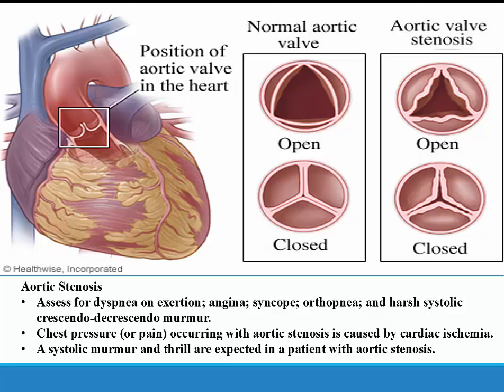Aortic stenosis. Assess for dyspnea on exertion, angina, syncope, orthopnea, and harsh systolic crescendo-decrescendo murmur. You can also see chest pain occurring with aortic stenosis that is caused by cardiac ischemia. Also, a systolic murmur and thrill are expected in a patient with aortic stenosis.